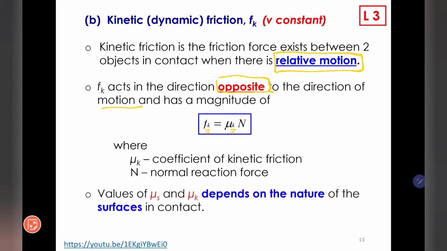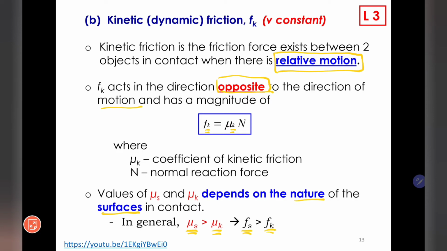So the values of mu now, which is mu s and mu k, depend on the nature of the surface in contact. So what does it mean? It depends on the type of material. Different materials give you different mu. And in general, mu s is greater than mu k, so that Fs is also greater than Fk.